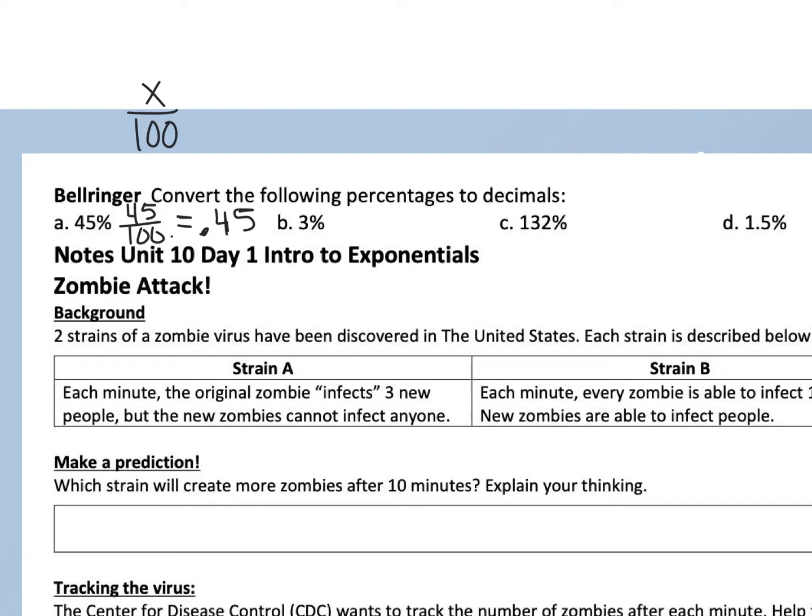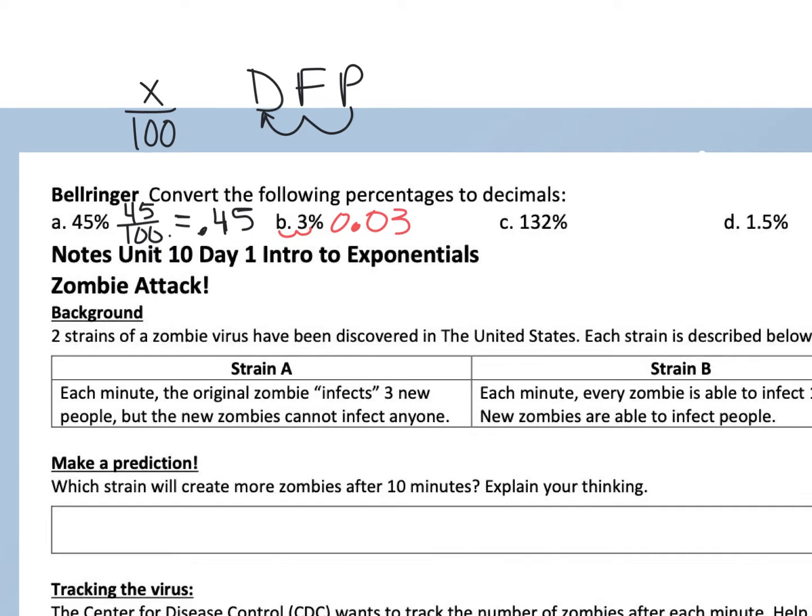Another way is you may have learned in 6th grade a shortcut. Some teachers use Dr. Pepper. Some teachers use decimal fraction percent. So percent to a decimal is backwards 2 to the left with your decimal. That might be another way that you've learned how to do this. 1, 2. So this is going to be 0.03.